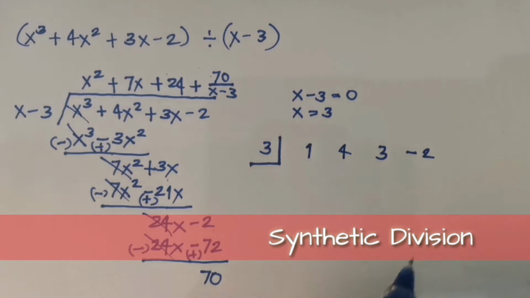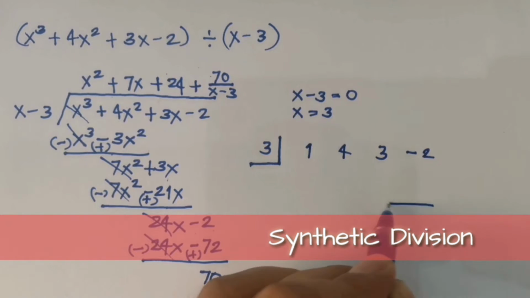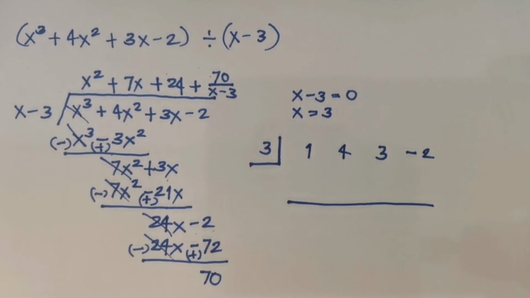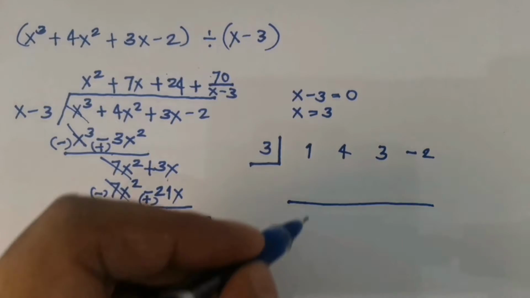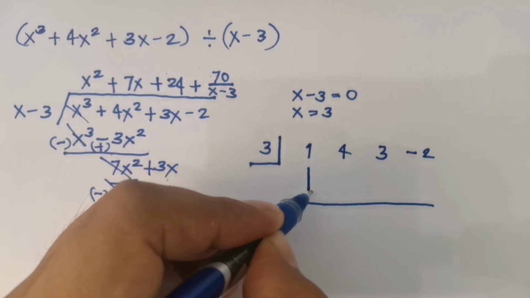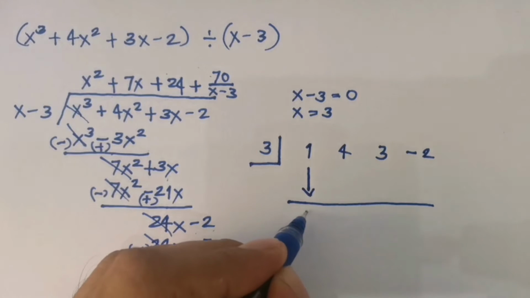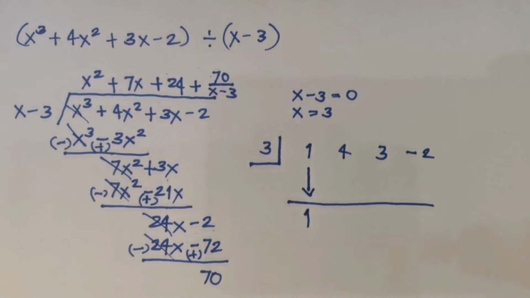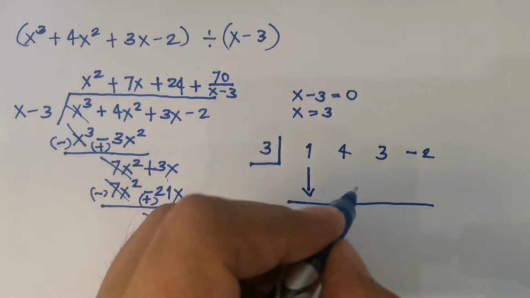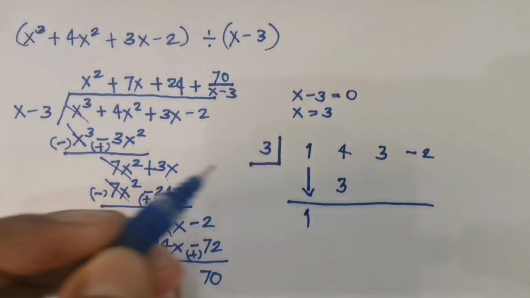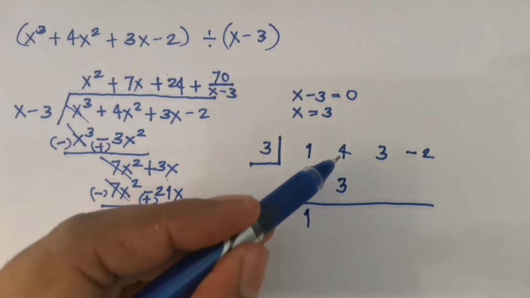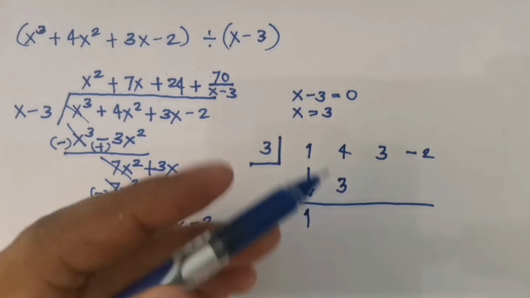Okay, so write a line here at the bottom, then we'll start. Bring down the first number here, which is 1. Next step is to multiply 1 by 3. So 1 times 3 is 3. Put it here. Next step is to add 4 plus 3 is 7.